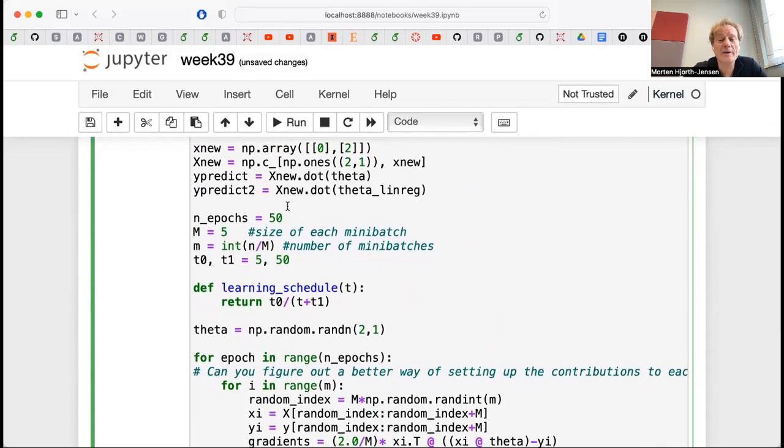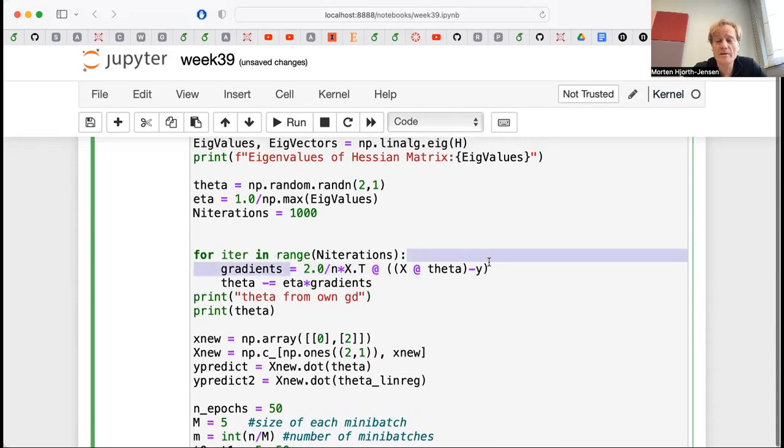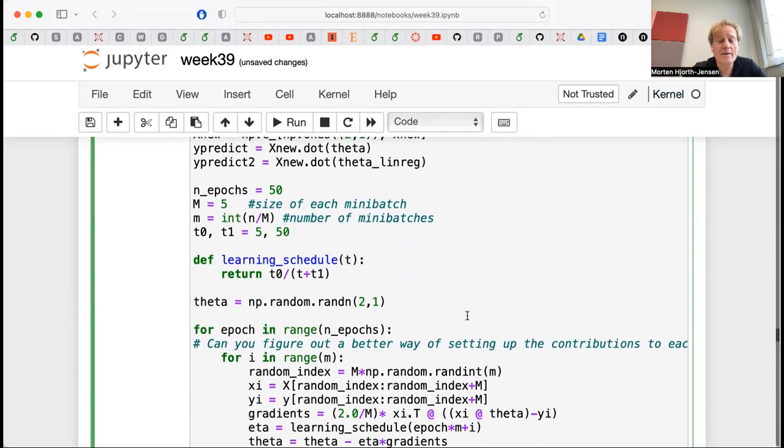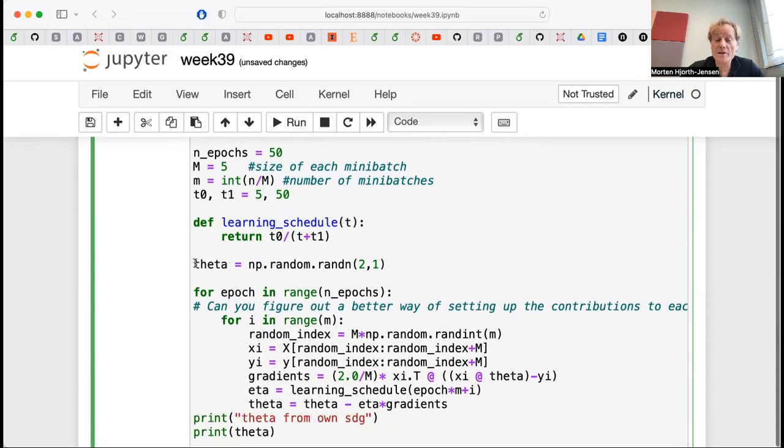And now I'm setting up my stochastic gradient descent, because I don't want to loop over all the data points in the calculation of the gradient. This is still a very small case. Then I define the number of batches, I define the number of epochs, and I define the parameters T0 and T1. Tomorrow we're going to look at other parameters. I give a random guess to my unknown parameters. I have two of them, and I just give them values according to the normal distribution.